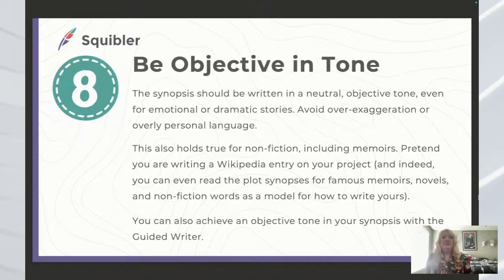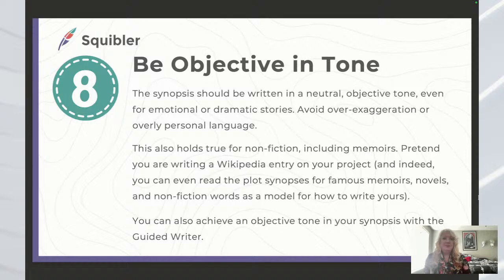Tip number 8, you definitely want to be objective in tone. The synopsis needs to be written in a neutral, objective tone, even for emotional and dramatic stories, even if it's something really sad or really emotional. You want to avoid over-exaggeration or overly personal language. And this also holds true for nonfiction, including memoirs. Pretend that you're writing a Wikipedia entry on your project.